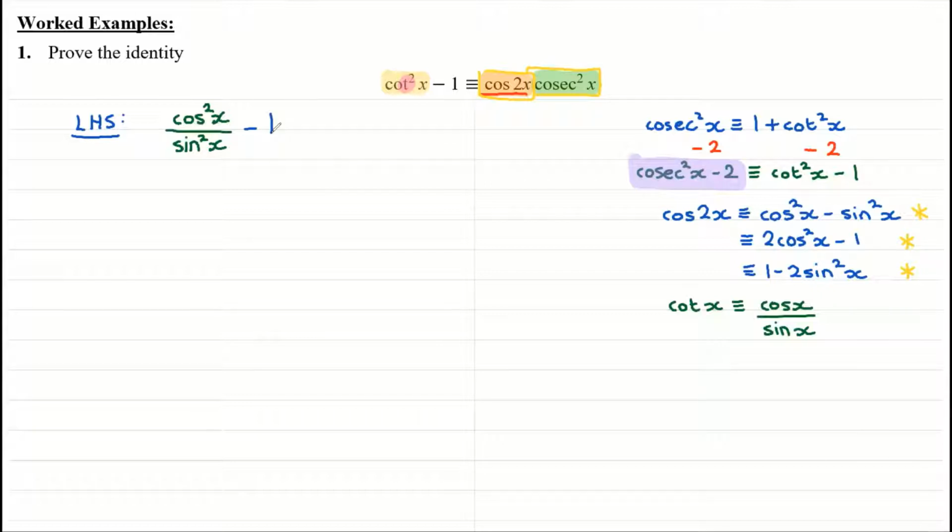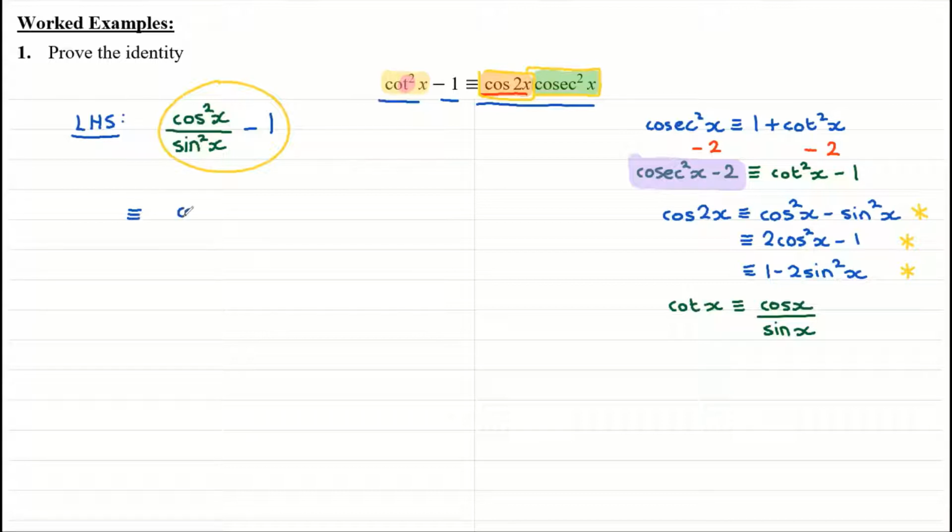Now, another thing to bear in mind is that on the left-hand side, you have two terms. You've got the cot squared and the -1. On the right-hand side, there is only one term. So that is suggesting that I need to combine what I've got here into one term. And I can do that by finding a common denominator. So that's going to be my next step.